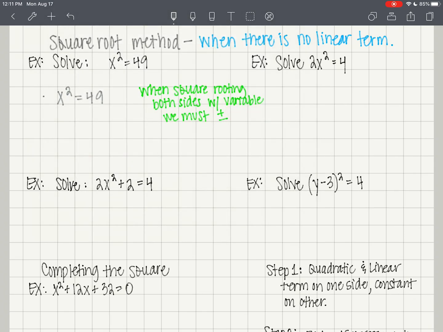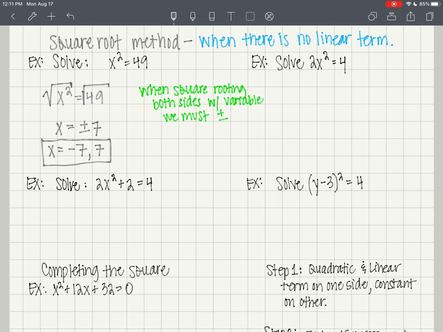So here we go. I'm going to square root both sides, plus or minus. I always say that. It always follows my square root both sides, plus or minus. And then I know not to forget that plus or minus. The square root of 49 is 7. So my two answers are -7 and +7. So again, I have two answers, but one's positive, one's negative.